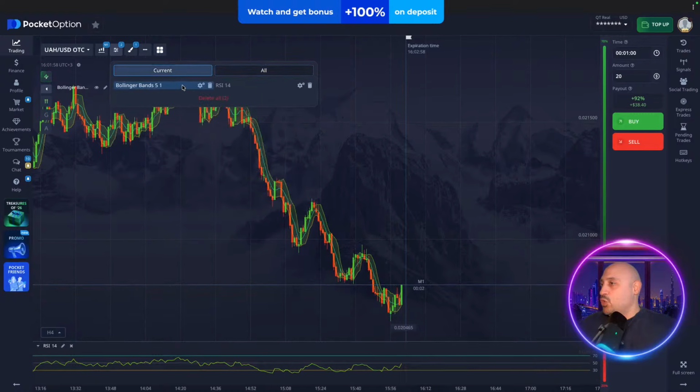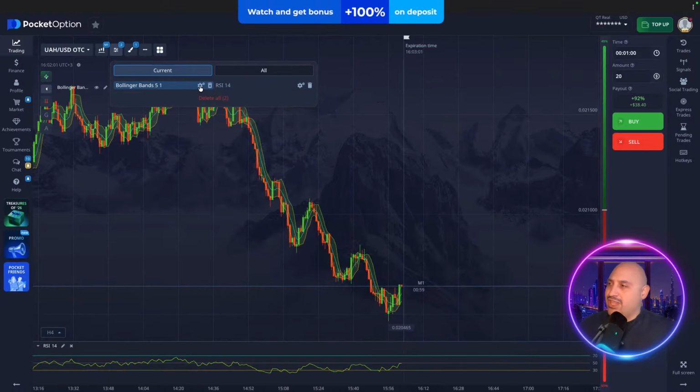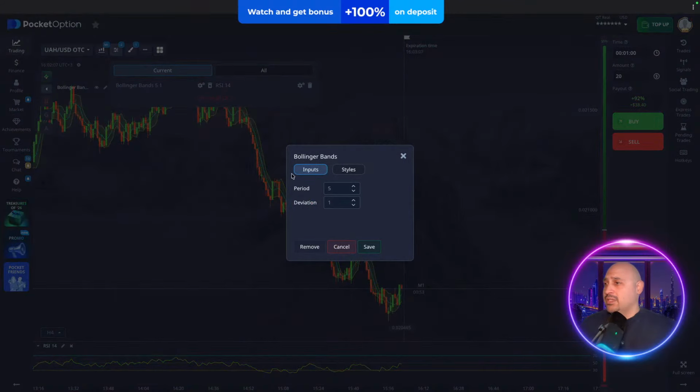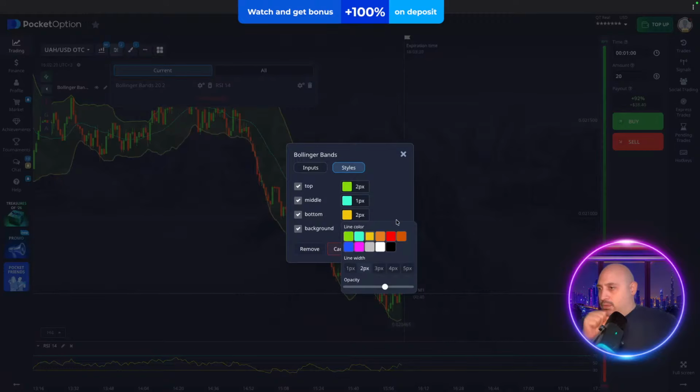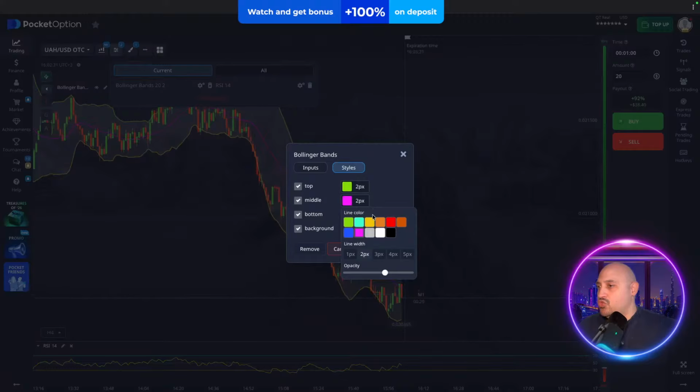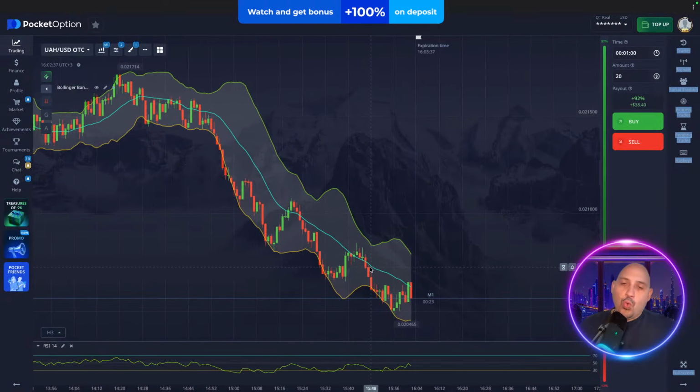Now, let's go to the indicators because I'm going to change the settings. Take a look at the Bollinger Bands, guys. It looks ridiculous by default. So we're going to change that to period 20 and deviation 2. I also would like to change the background to white. This one, let's make it 2. And you know what? Let's keep it at this turquoise color.